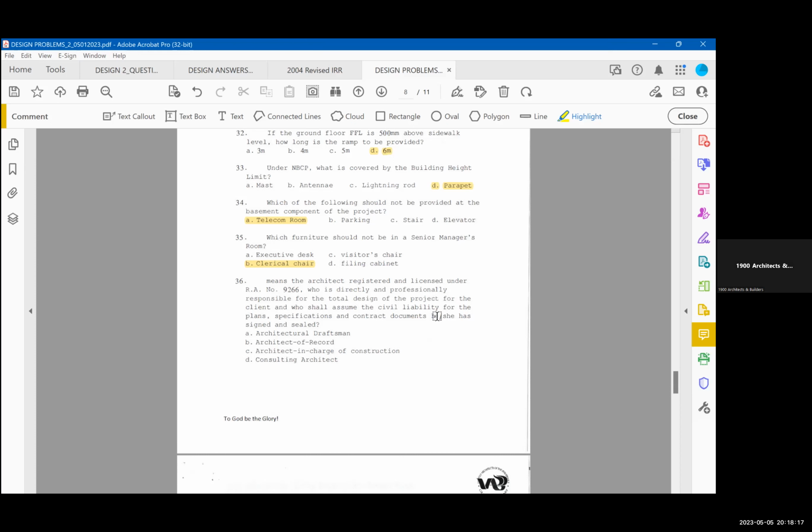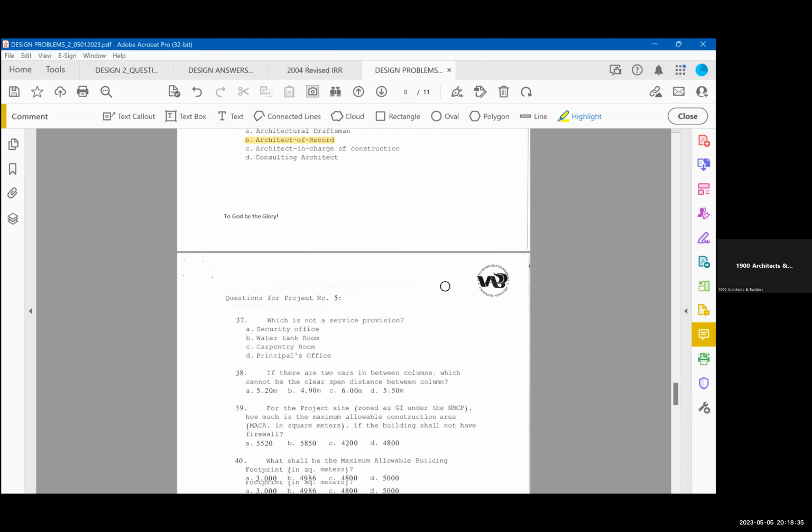So, I think obviously, hindi din answer itong architect in charge of construction. And also, the consulting architect hindi din. Kasi, sinabi dito siya yung responsible for total design. So the answer is letter B, architect of record.